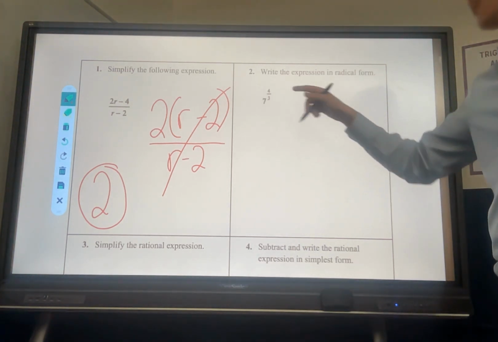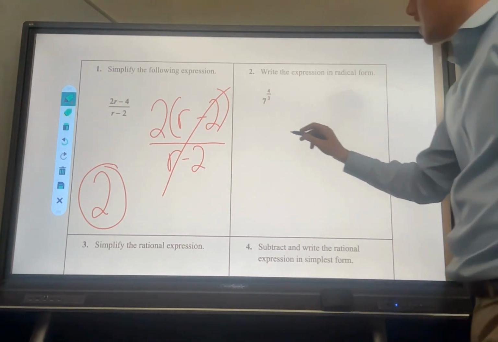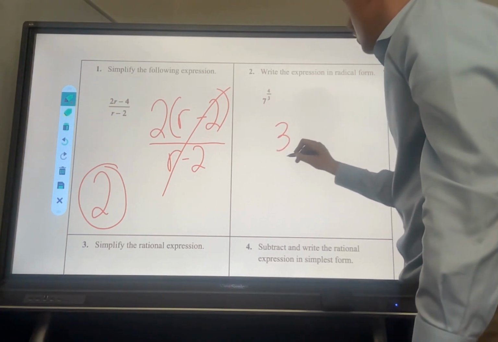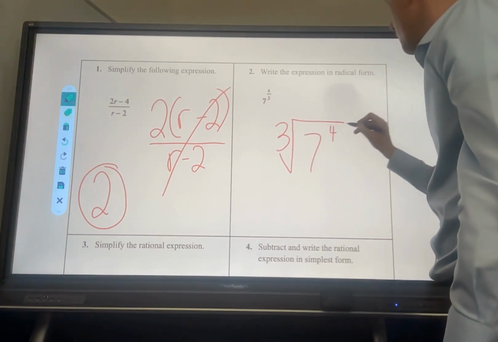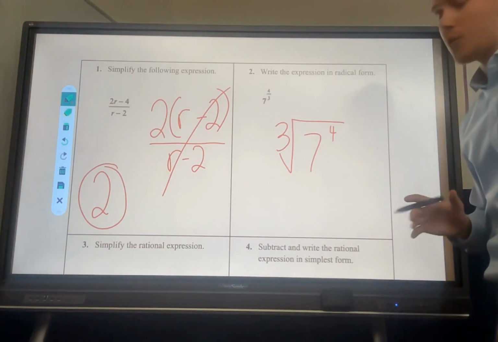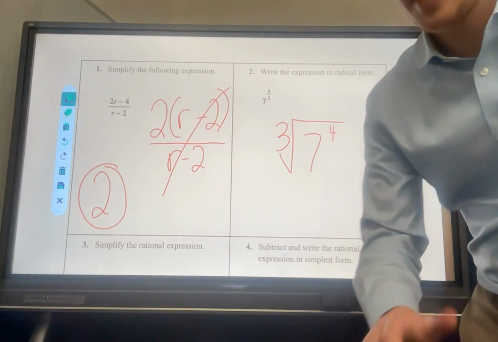We've got 7 raised to the 4/3. The way we rewrite that as a radical is cube root of 7 to the 4th. And you can go back to our rules about radicals if you're curious where that came from. Let's move down a little bit.